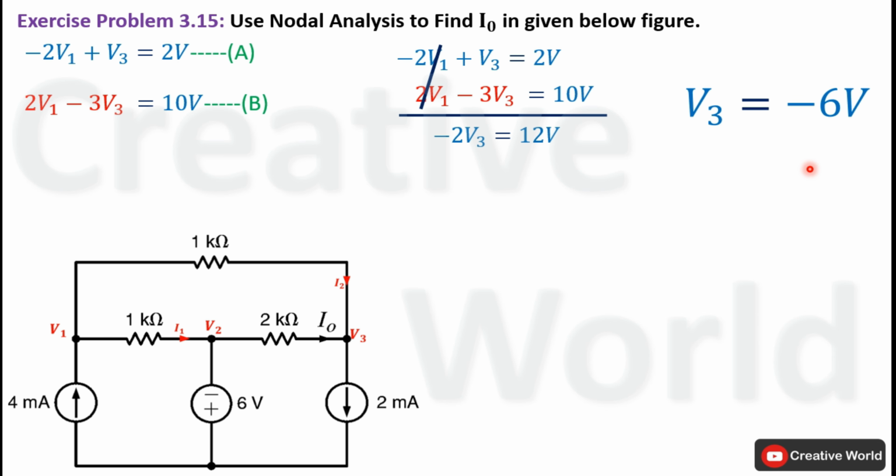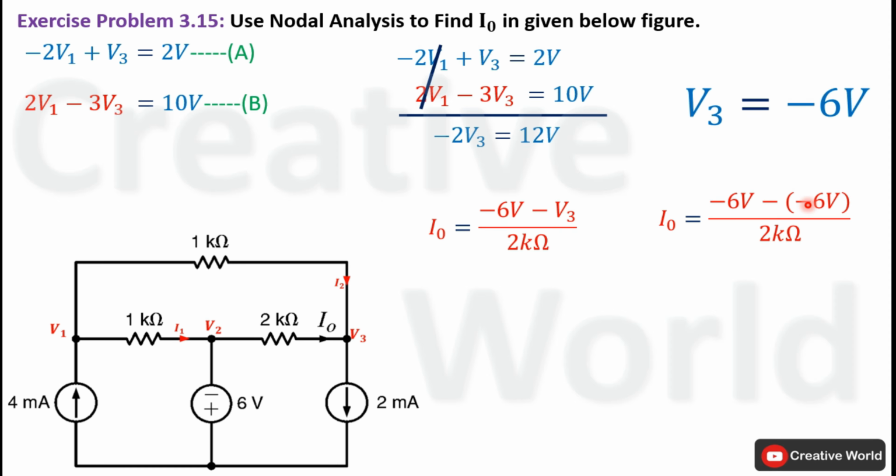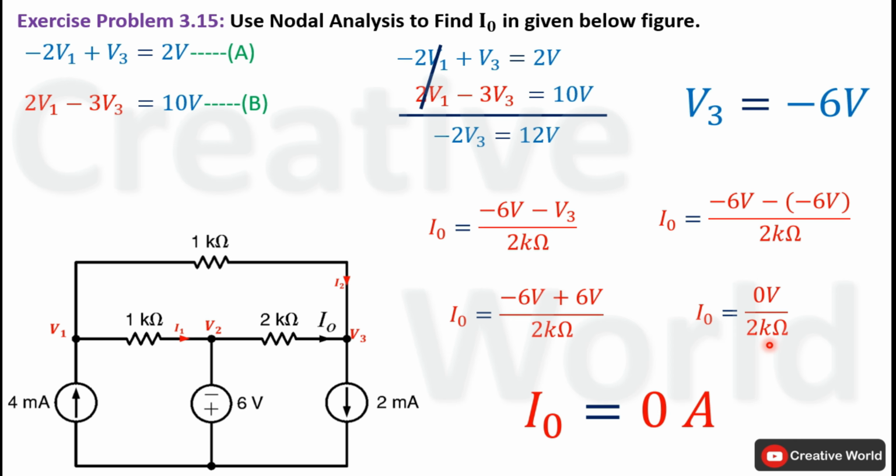Now we will use this equation to calculate the value of current I0, that is equal to minus 6 volt minus V3 divided by 2 kilo ohm. Replace V3 with its value, that is minus 6 volt. Open these brackets, it will become plus 6 volt. Now the sum of minus 6 volt and plus 6 volt will become 0 volt, and 0 volt divided by 2 kilo ohm will result in 0 ampere.